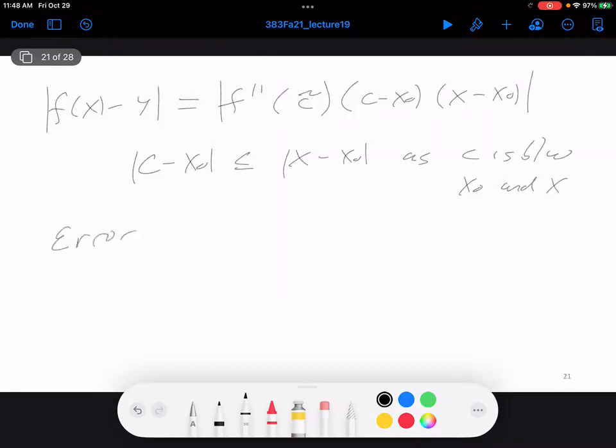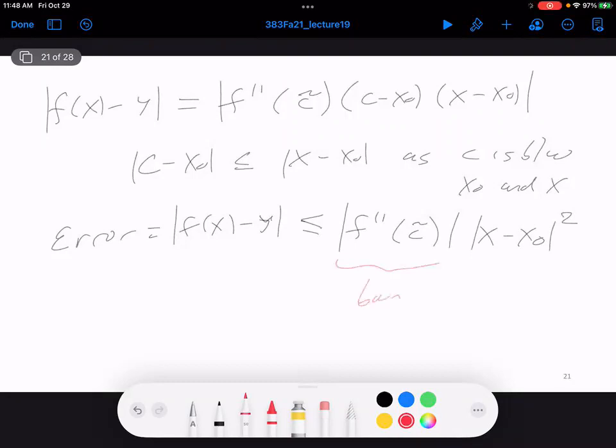So the error, f(x) - y, is going to be less than or equal to |f''(c tilde)| times (x - x0) squared. So if this is bounded by, say, B2, then you get the error is less than or equal to some constant B2 times (x - x0) squared. So when you're doing the tangent line approximation, you're moving on the order of x - x0, but your error is on the order of (x - x0) squared.